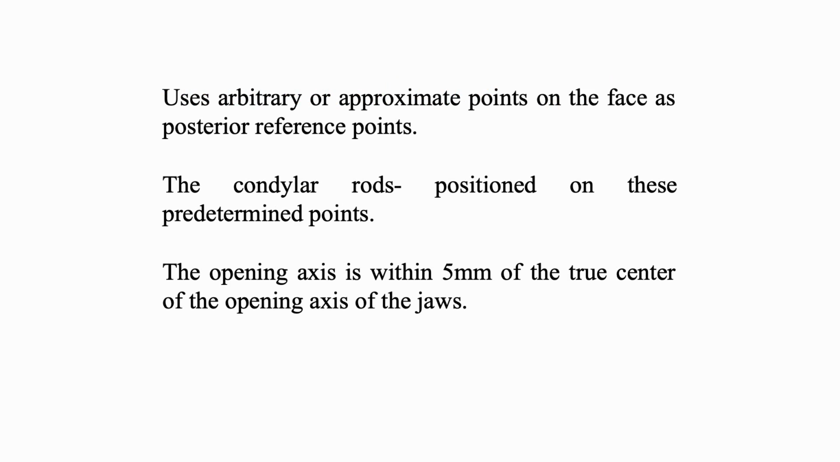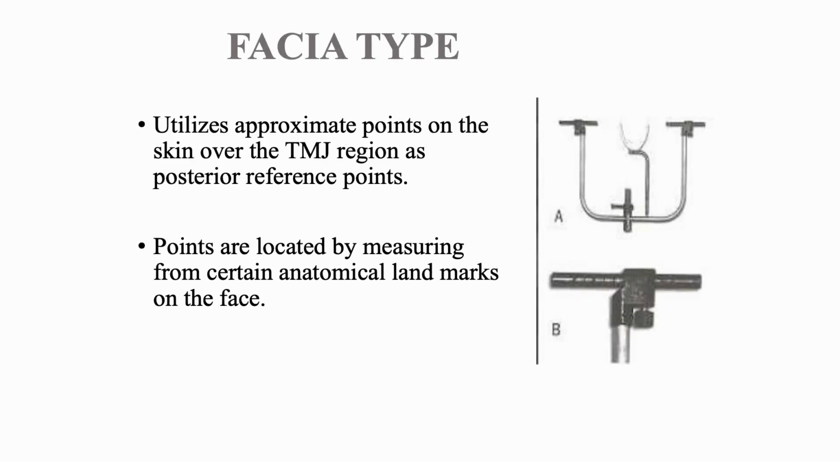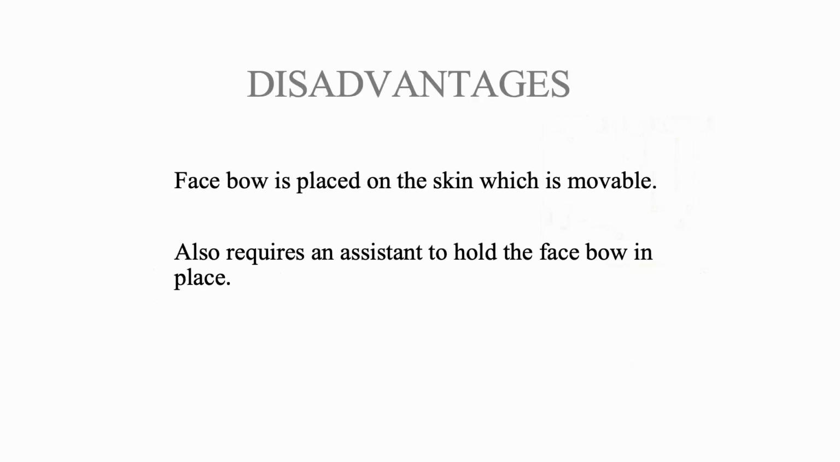It uses arbitrary or approximate points on the face as posterior reference points. The condylar rods are positioned on predetermined points and the opening axis is within 5 mm of the true center of the opening axis of the jaws. Facial type face bow uses approximate points on the skin over the temporomandibular region as posterior reference points, and the points are located by measuring from certain anatomic landmarks on the face.